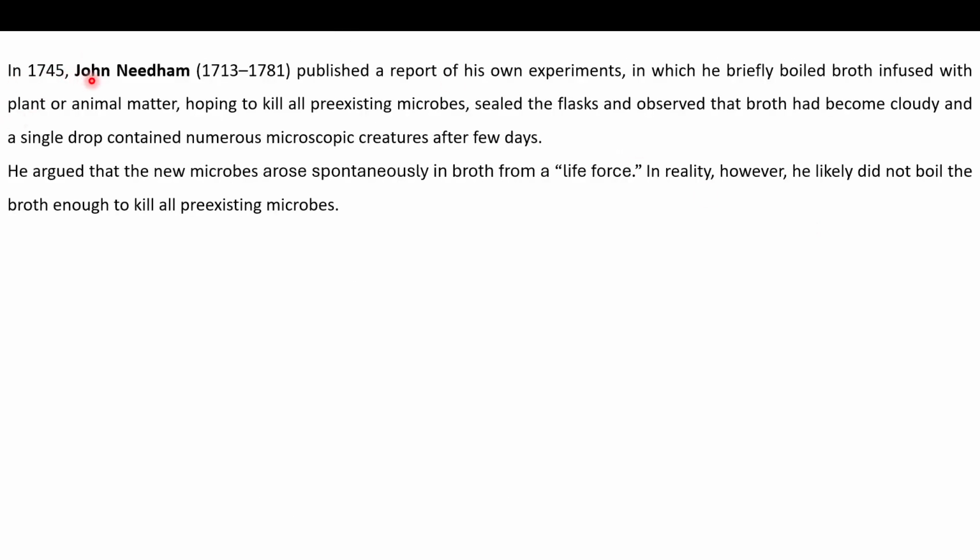Next, another person, John Needham, published a report of his own experiments where he briefly boiled a broth infused with plant or animal matter, in the hope of killing all the pre-existing microbes, then sealed the flasks and observed that the broth had become cloudy and a single drop contained numerous microscopic creatures after a few days. With this observation, he argued that the new microbes arose spontaneously in broth from a life force. However, now we know that in reality, he likely might not have boiled the broth enough to kill all the pre-existing microbes, or the sealing might not have been very proper.